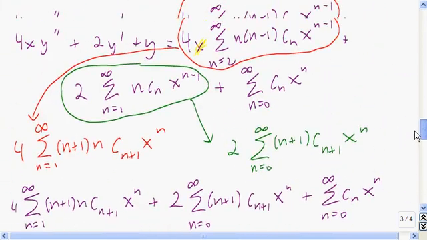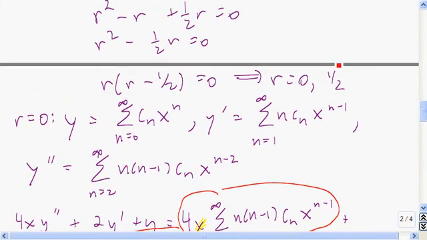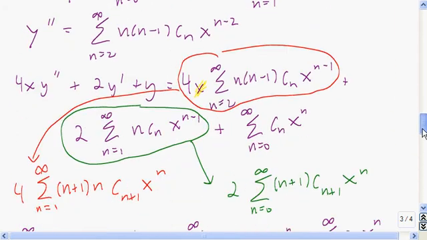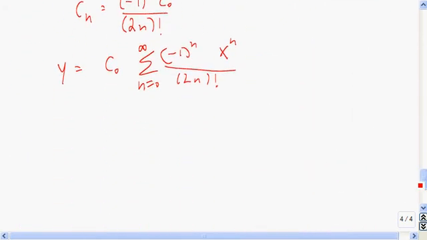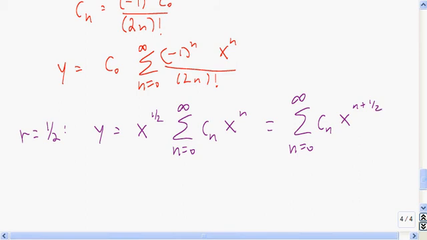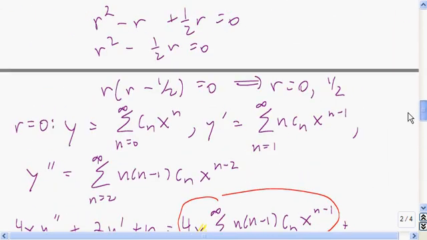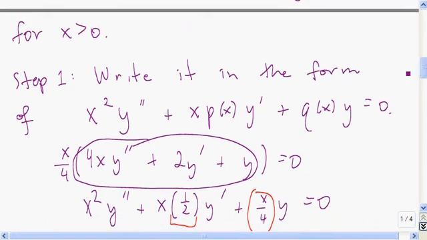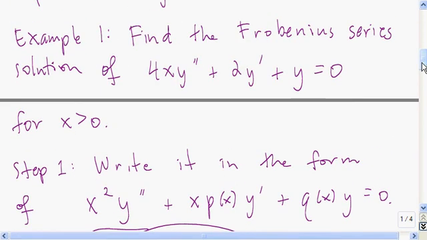Now we have to go through the exact same process and find the solution that goes with r equals a half. All right, so we seek a solution now of this form right here, the sum from 0 to infinity, c sub n, x to the power of n plus a half. So as in the case above, we find the derivatives of this and plug it into the differential equation here. 4xy double prime plus 2y prime plus y.